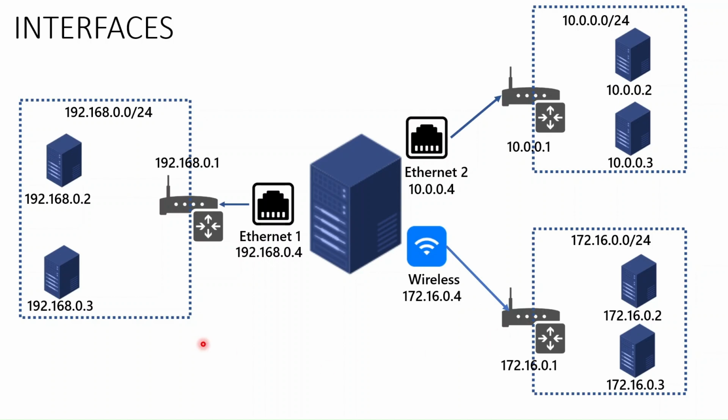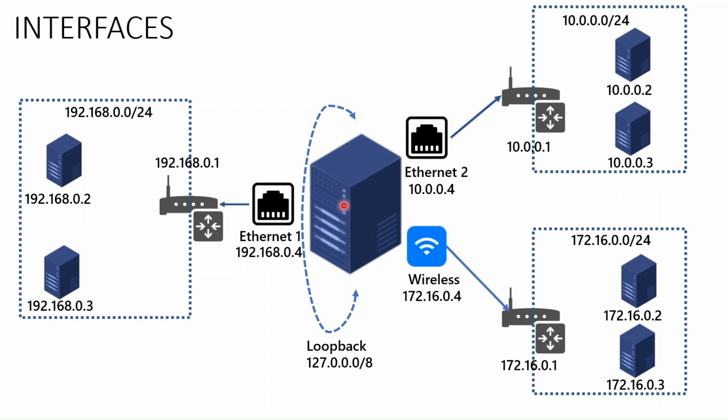Apart from these three interfaces that we discussed, there is yet another interface, and it is called the loopback interface. The network 127.0.0.0 with a CIDR notation of 8 represents the loopback interface. Any request to an IP address within the loopback range will hit the host itself.